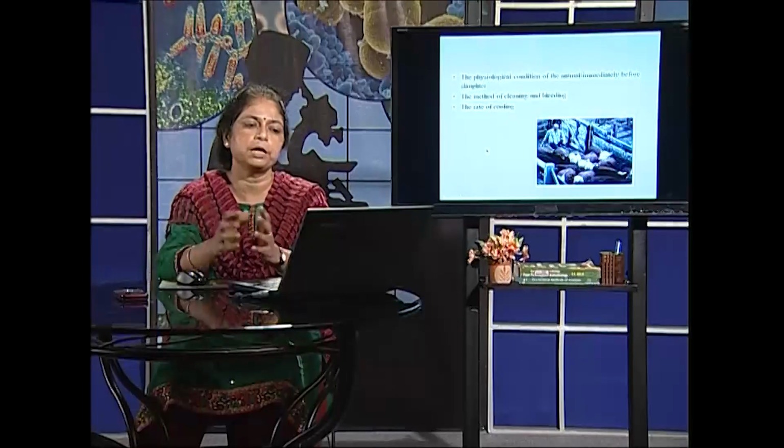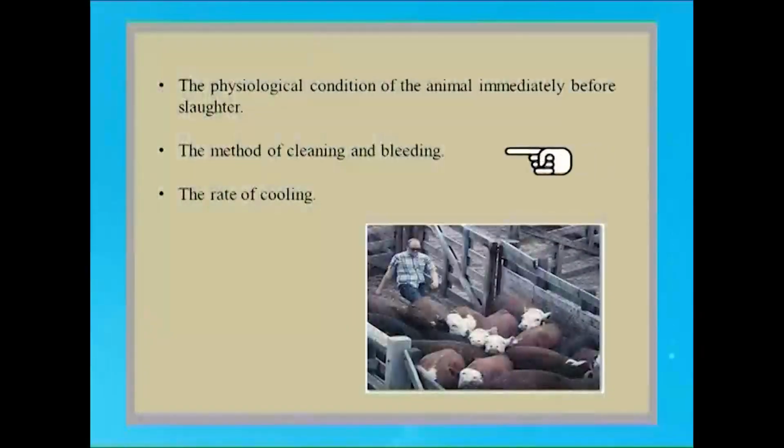The third most important factor is the method of cleaning and bleeding. After the slaughter, we have to clean the meat, or the animal has been bled so that you get different types of meats. This method of bleeding and cleaning is very important, and whether the slaughterhouses are doing it in a proper way or not.